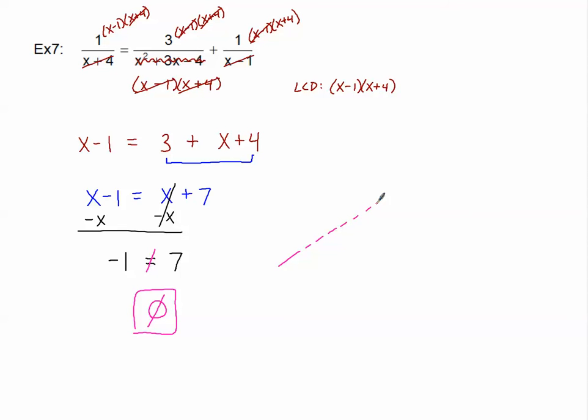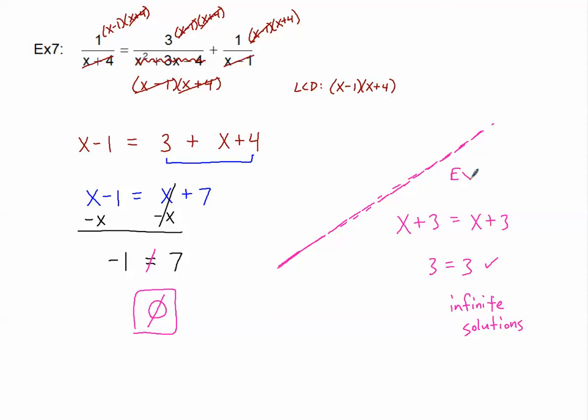Sometimes, now this is a different problem, let me just come off to the side. Let's say we came down to we had something like x plus 3 equals x plus 3. And when we subtract the x, we get that 3 is equal to 3. This time, that would be true. And if it's true, then we have infinite solutions. So there are two cases. Again, this has nothing to do with the problem that we just did in example 7. This is just another example. We'll call this example 7b, I guess.